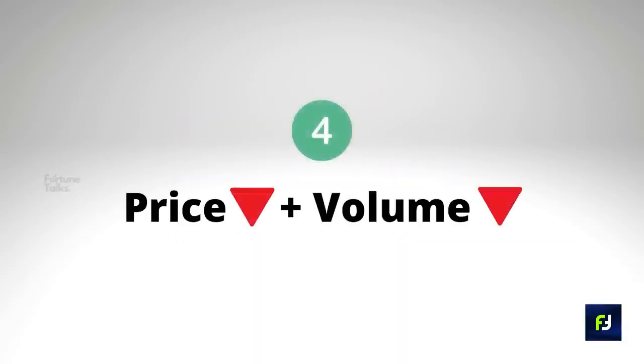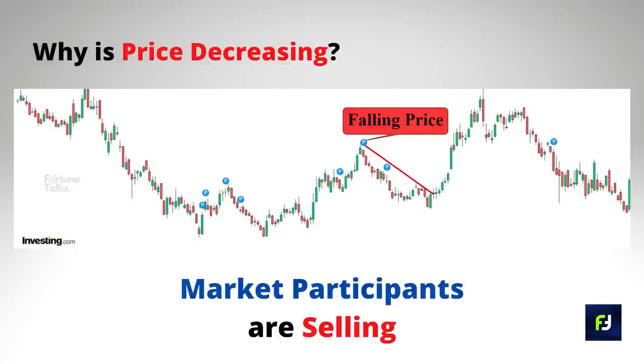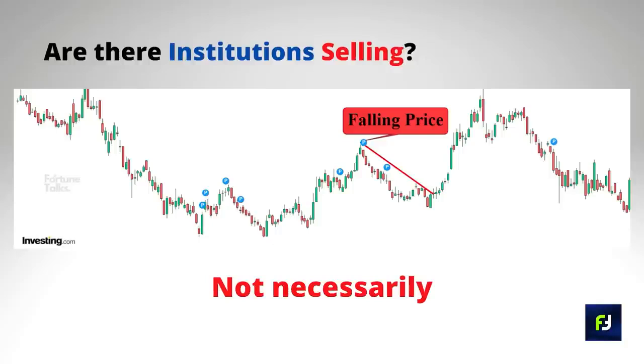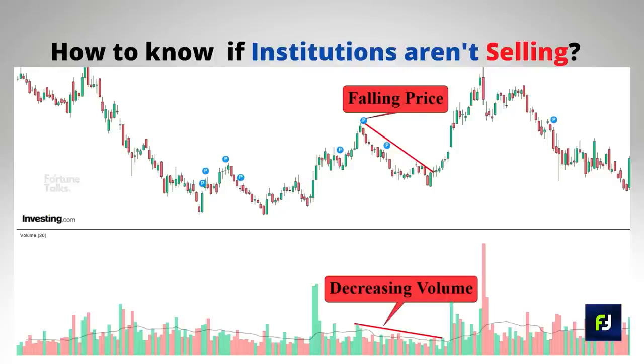Moving forward to the final case where both the volume and price decrease. Ask the questions. Number 1, why is the price decreasing? Simply because the market participants are selling. Question number 2, are there institutional sellers associated with this price decrease? Simple answer, we can't be sure about it. Now the most critical question, how do you know that there was no meaningful sell orders by the institutional investors? Straightforward answer, if they were selling, then the volume would have increased. But in this case, the volume decreased.